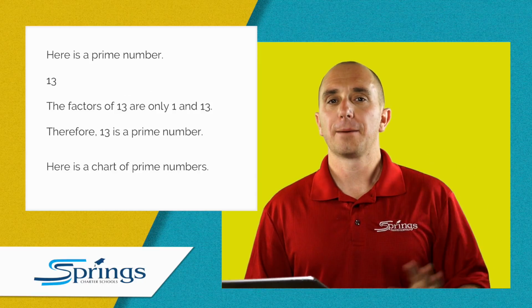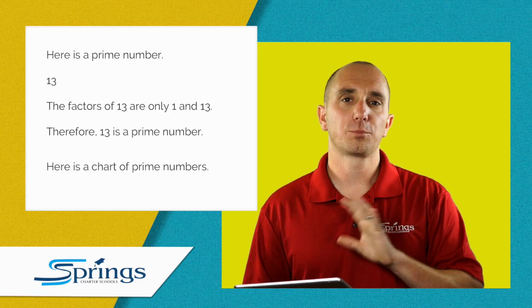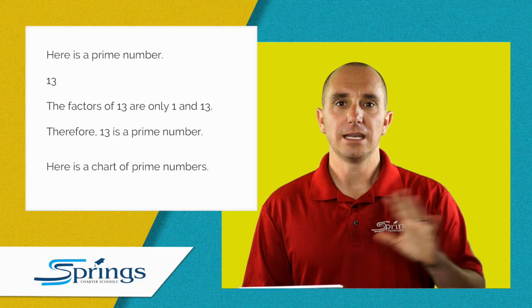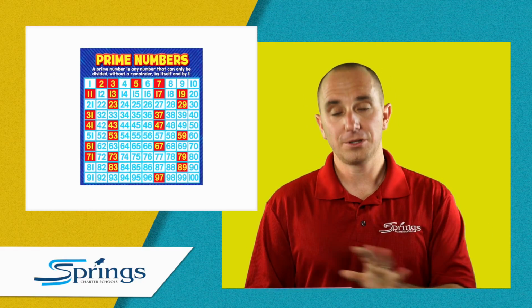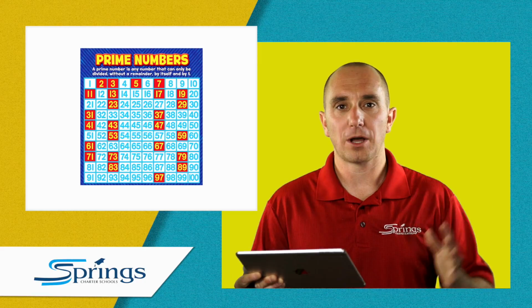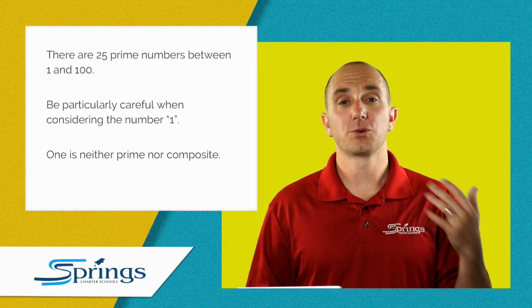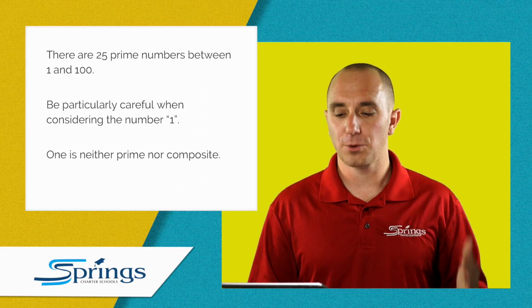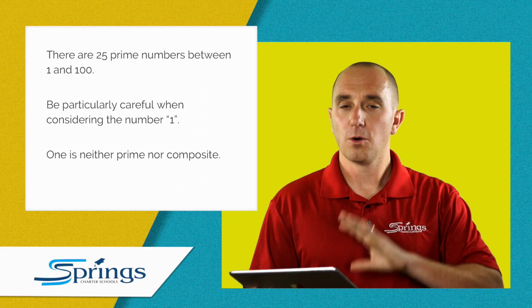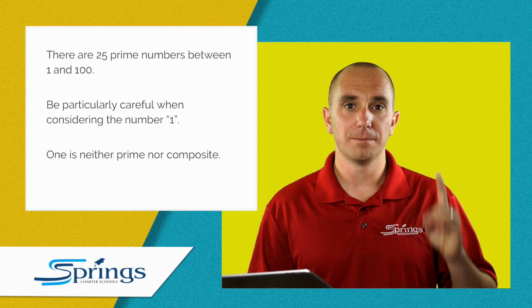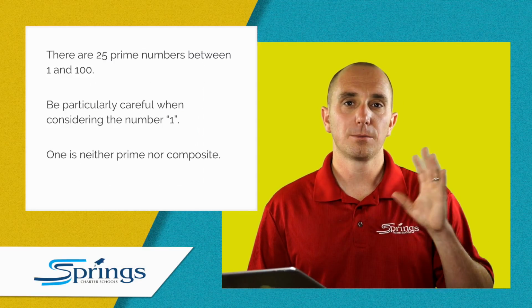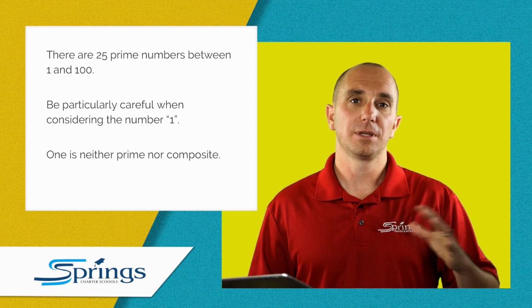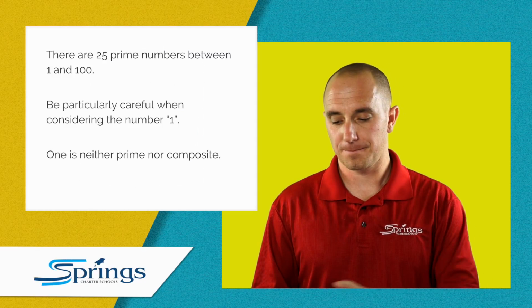All right, so I'm going to show here a chart of prime numbers. I want you to take a look at it, and even just looking at it, out of 100, you can see how few numbers are prime. And as it gets larger, you're not really adding any. So there are about 25 numbers between 1 and 100 that are prime. Be particularly careful when considering the number 1. This is often a misconception. 1 is neither prime nor composite because 1 is going to go into every single number.